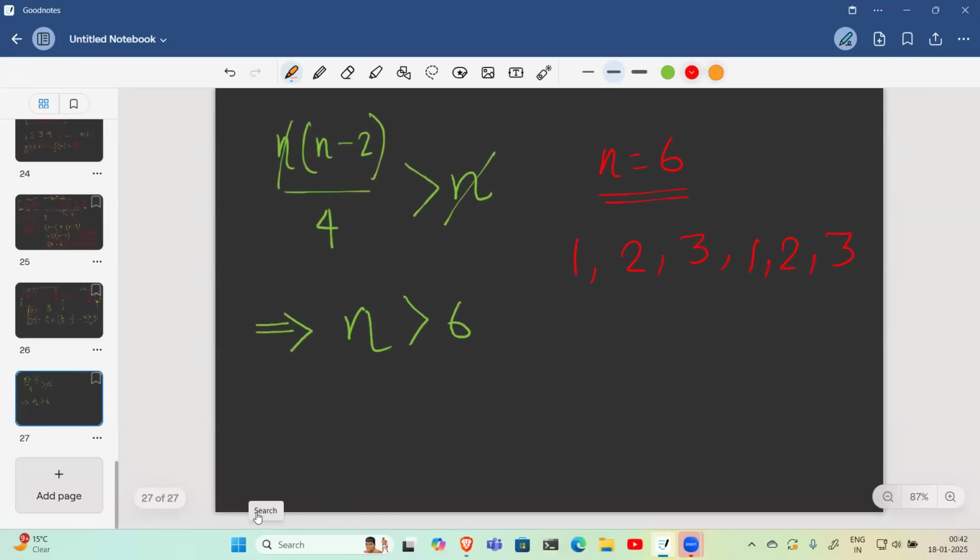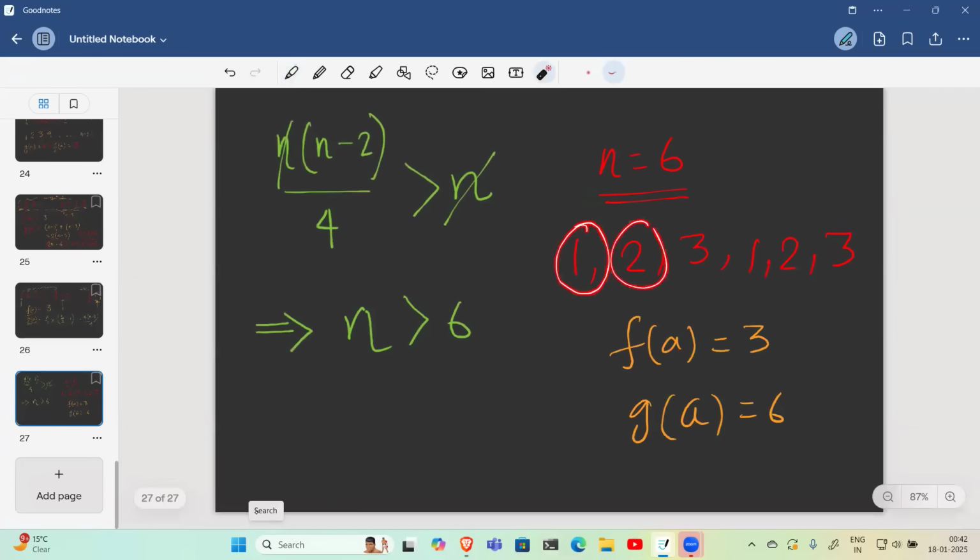So here, as we said, the value of f of a is 3 and the value of g of a is 6. Why so? Because what is the length of the longest palindromic subsequence? It is simply 1, 2, and then again a 1. You can never make a palindromic subsequence of length 4 here. And how many can you make? You can make 6. What are those 6?